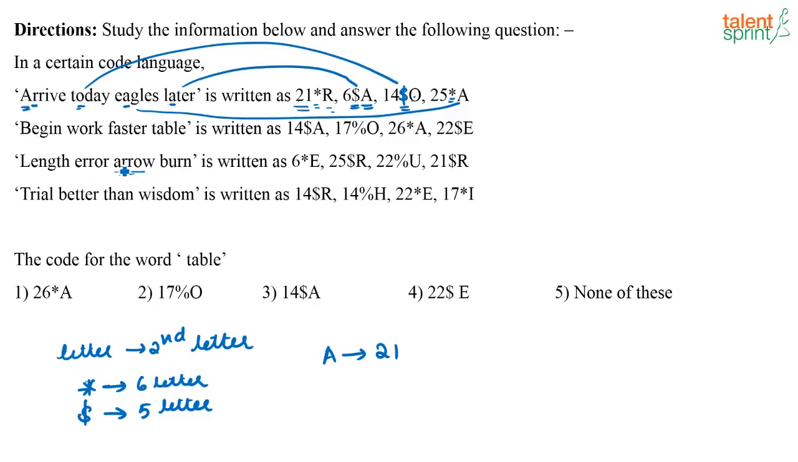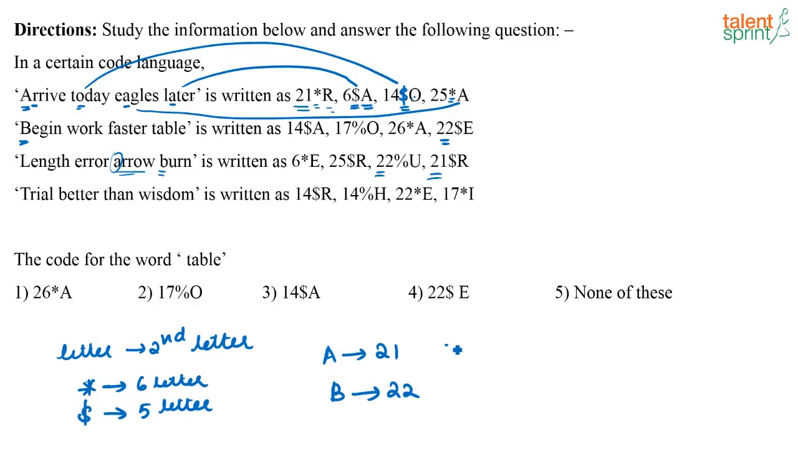Here you have arrow, A is there, right? So here there is a 21. And similarly, wherever you see B, 22 is used. Where is B? B is here. Here you have a 22. Again, there is a B here. You have a 22 here, and so on.